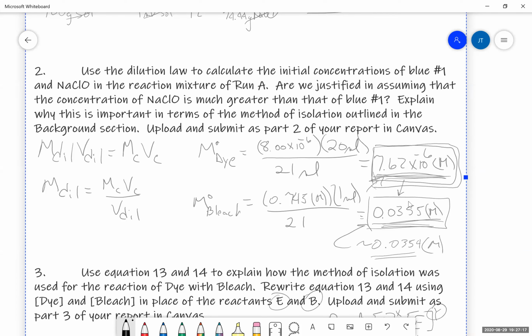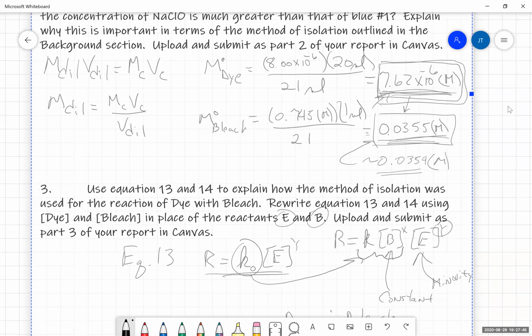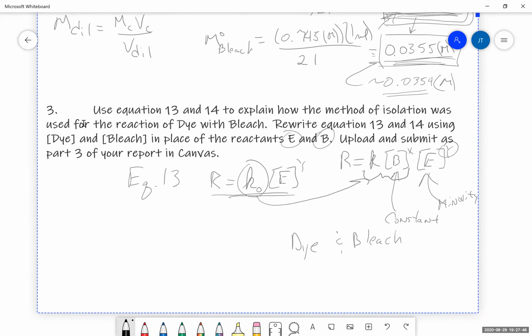Because if this is a one-to-one relationship for the reaction stoichiometry, then if I subtract from the bleach that has a concentration of 0.035 molar, if I subtract 7.62 times 10 to the minus 6, hey, it's pretty much 0.0355 molar, you know, it's not going to change. So it's constant. So that concentration's constant, and that's important for using the method of isolation as you should explain in question 3.